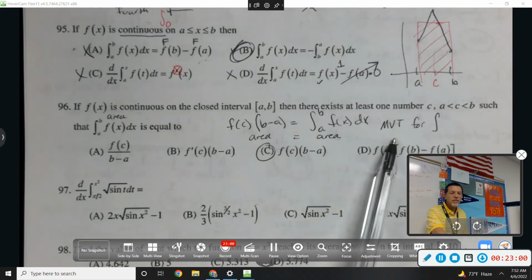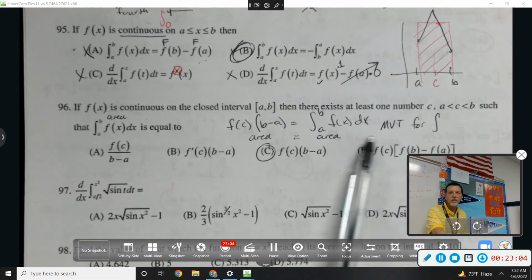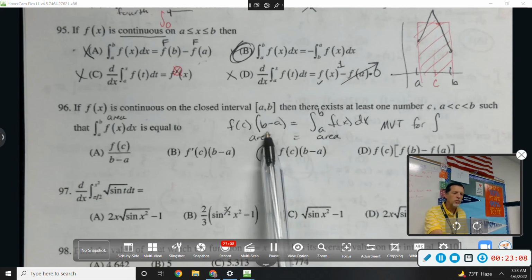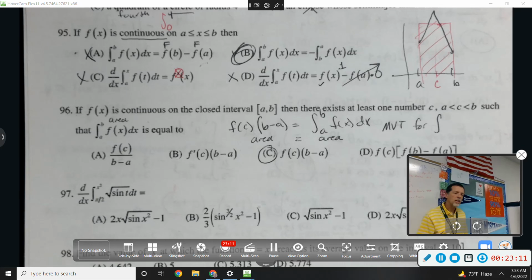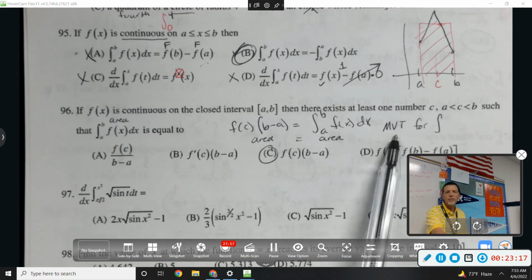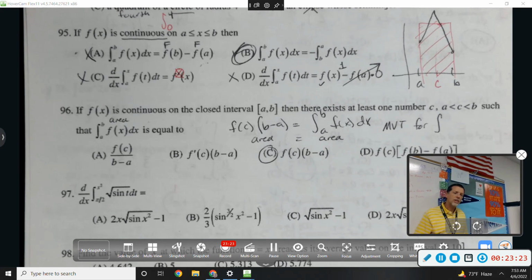Sort of like MVT for derivatives is slope equals slope, MVT for integrals is area equals area. We don't usually write it this way. We usually solve for f of c. But maybe it would be wiser to write it this way because then the MVTs have a little bit more parallel structure. Slope equals slope, area equals area.